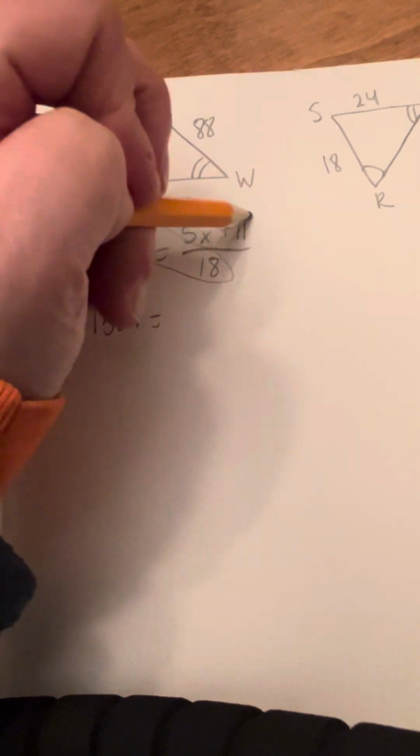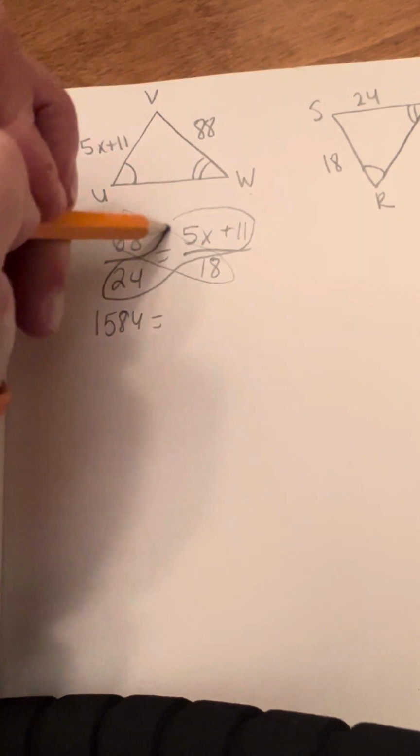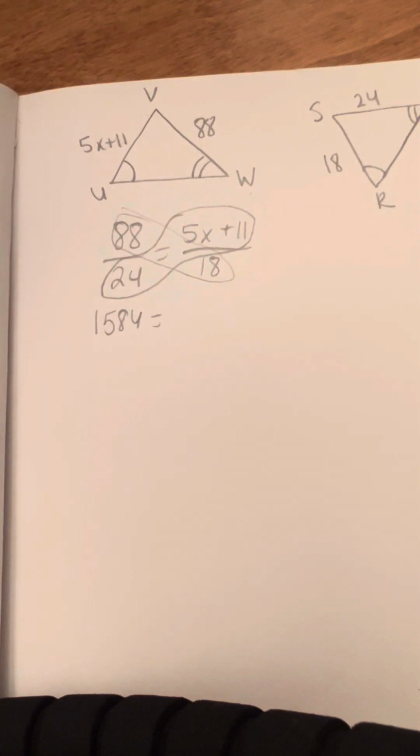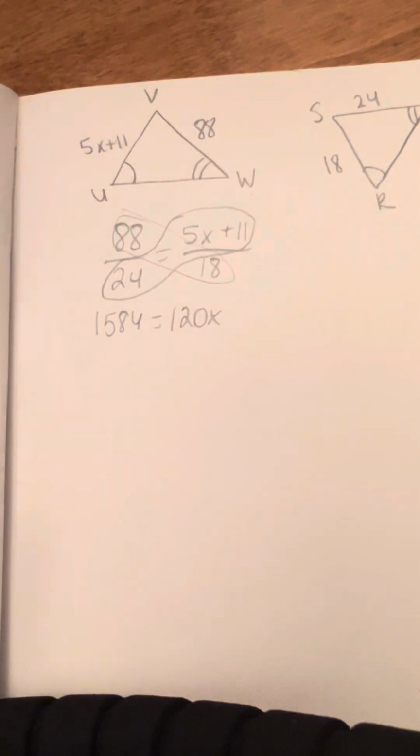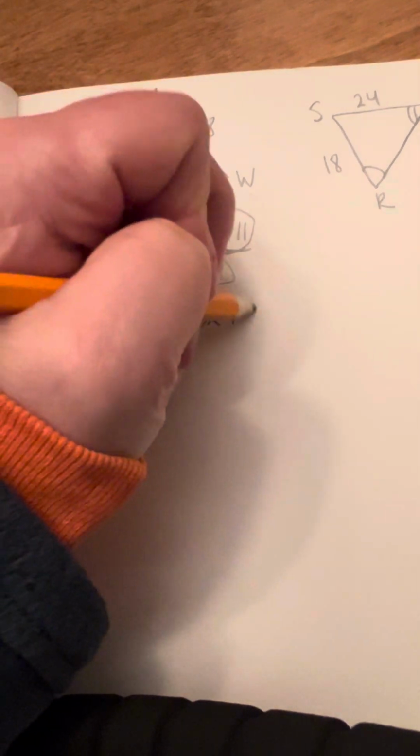And then we're going to compare that to this piece right here. I do have to be careful when doing that because you are distributing the 24 to both the 5x as well as the 11. So you're going to do 24 times the 5x to start off with, and you get 120x. And then you're also going to do 24 times the 11, and when you do that piece, you get 264.